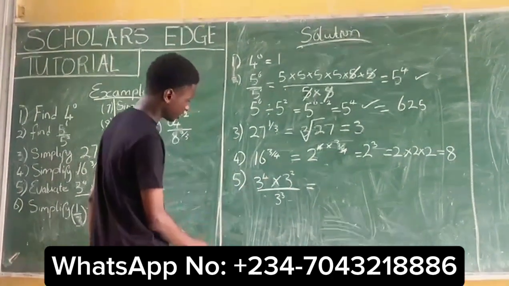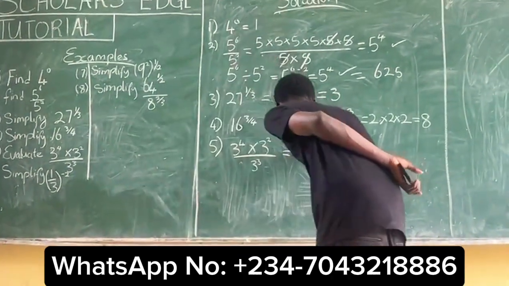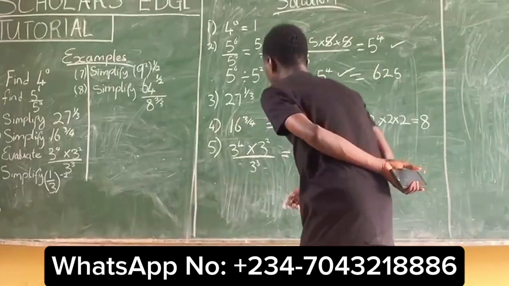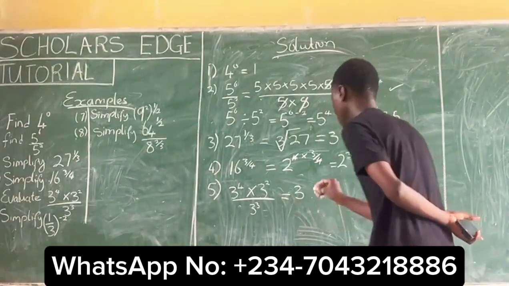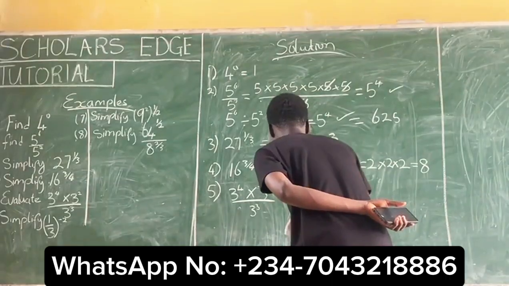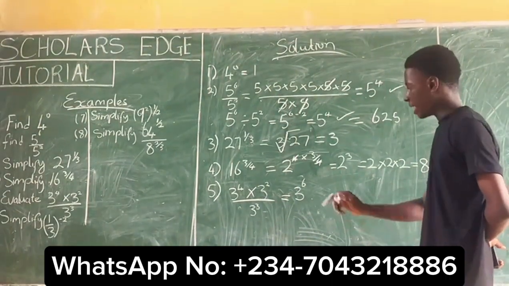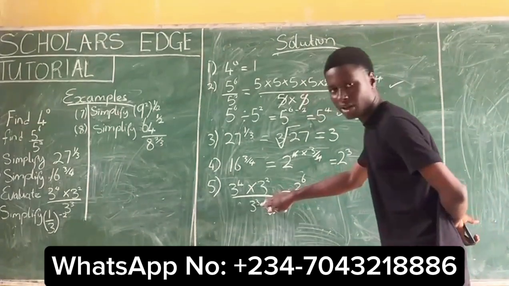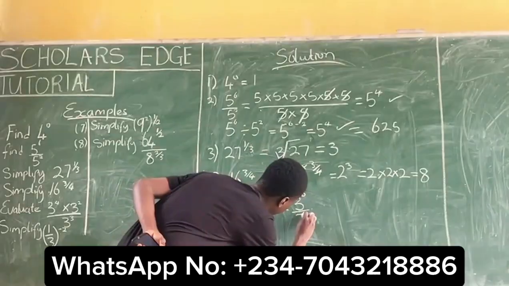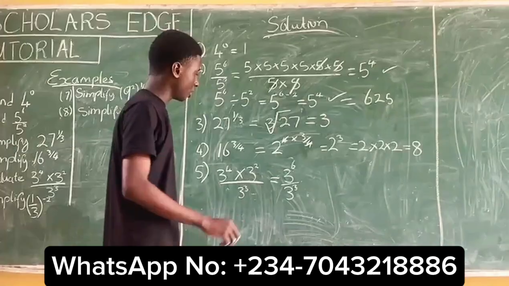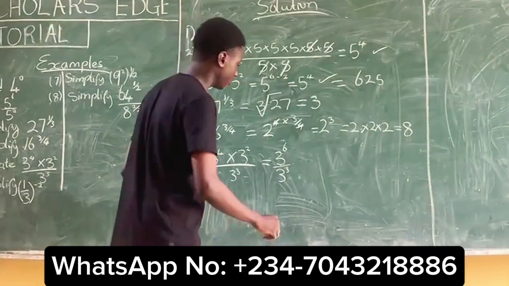So tackling this first, the bases are the same, 3 and 3 here. So we pick out 1, and then the powers, we add the powers. 4 plus 2 is 6. And then we now bring down our denominator, which is 3. So we have 3 to the power of 6 divided by 3 to the power of 3.